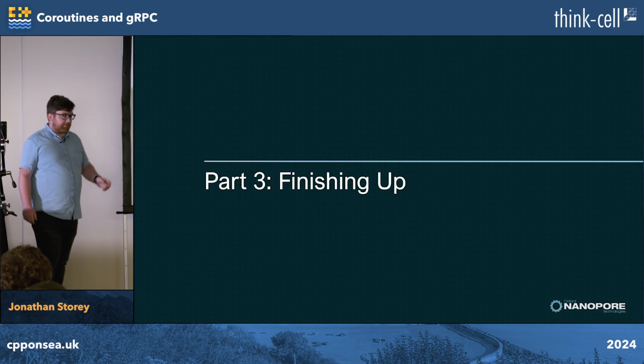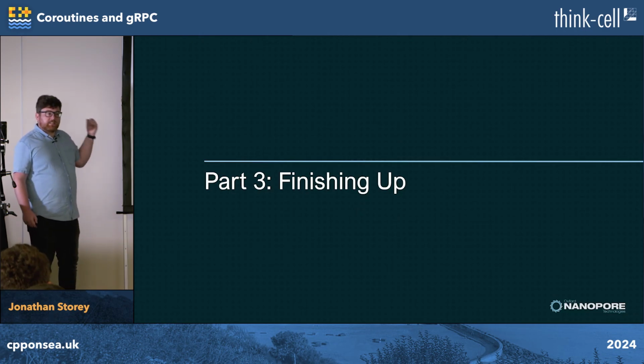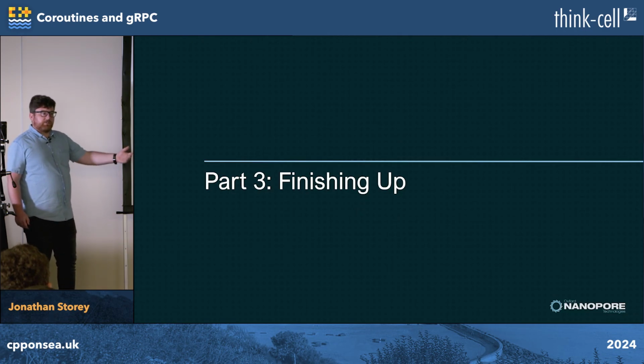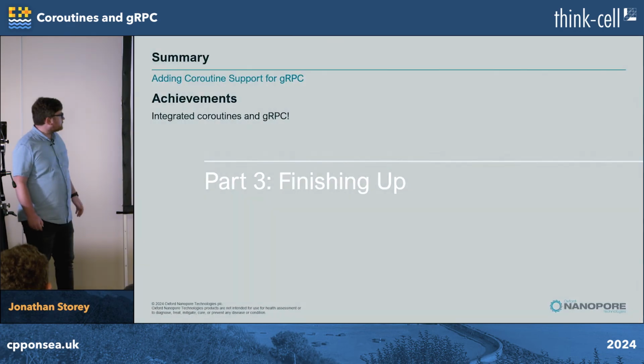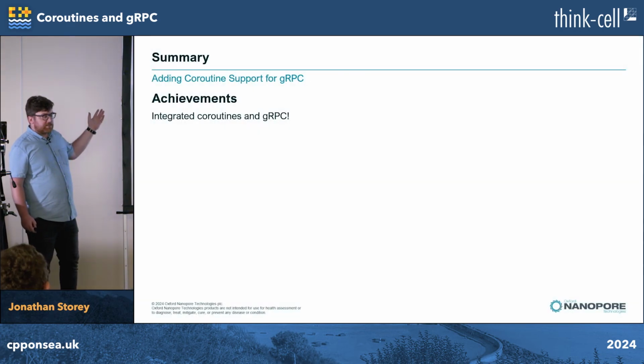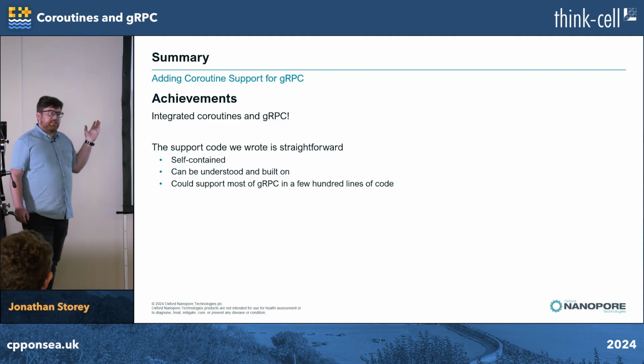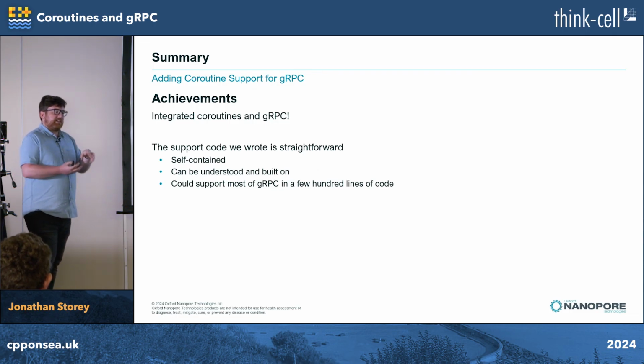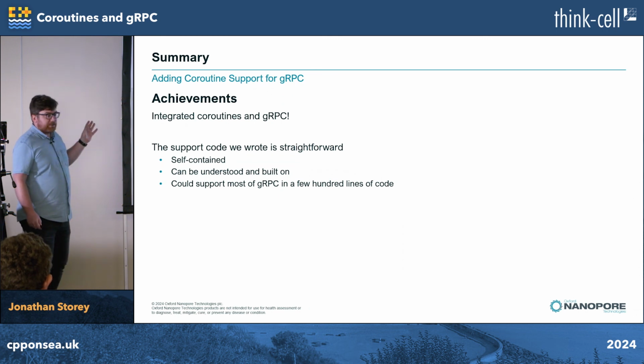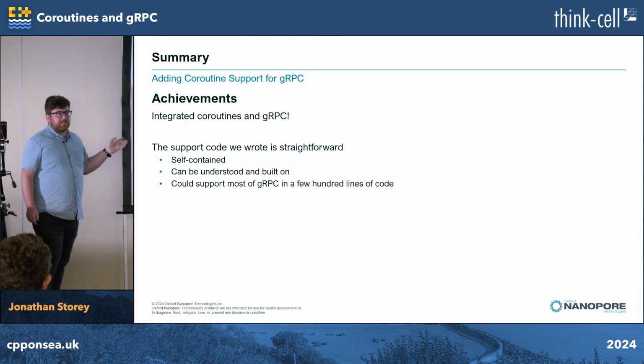Right, I have just over 5 minutes left. This is the finishing up section. This is what you can do after this talk. So we integrated coroutines and gRPC. We wrote some pretty straightforward support code. It's a few pages of code. It's mostly self-explanatory if you know how the coroutine bits fit together, and that's always a difficult bit. It can be understood and built on, and you can support most of gRPC in a few hundred lines of code.